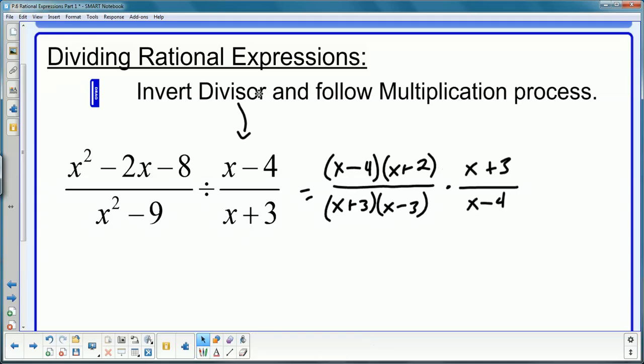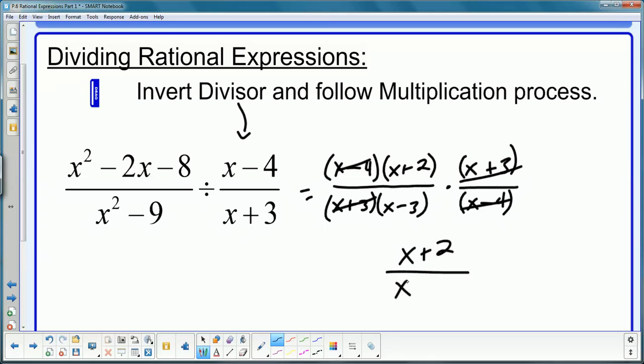And once I invert my divisor, then I can just follow my multiplication process, which, remember, starts by crossing out anything in common. And it may help again to put these parentheses here, because we have to cross out quantities. So the x plus 3's will cancel out, and the x minus 4's will cancel out. And we're actually again left with just x plus 2 over x minus 3. Now it's not always going to cancel out so neatly that you don't have to multiply anything on top. Sometimes you will have to multiply things on top.